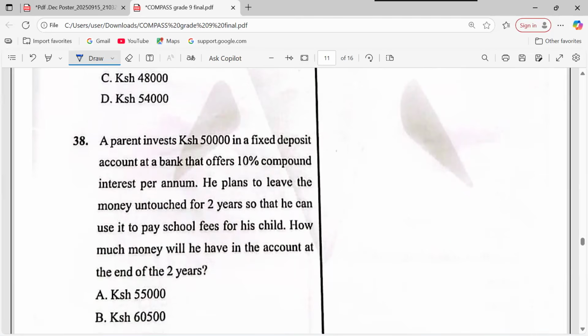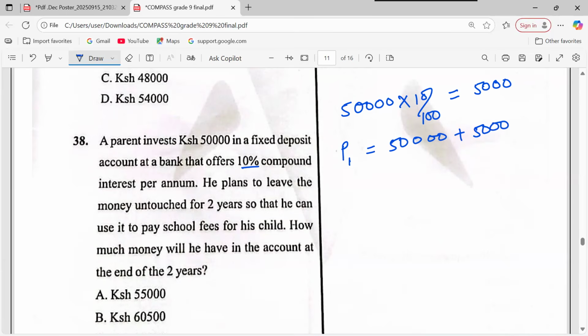So after 1 year, at a rate of 10% per annum, 50,000 will earn some interest. So 50,000 shall earn 10% of itself, giving us 5,000 only. 5,000. Now, the new principal shall be the 50,000, because this is compound interest. The principal initially invested and the interest earned, they usually earn interest together now.